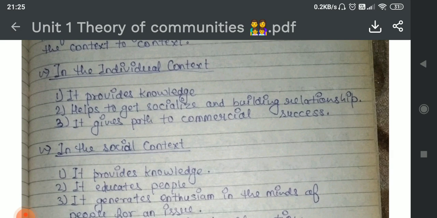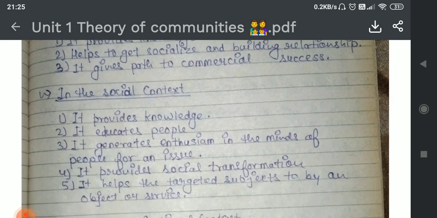Then we have social context. So in social context, it provides information, it builds your relationships, it provides social transformation and revolution, right? Generally it creates a good impact in the mind of people, and it fills them with enthusiasm, right? So yeah, it helps target a subject, an object or services. Suppose someone has some sort of target, so they can achieve it, like selling any service and all.